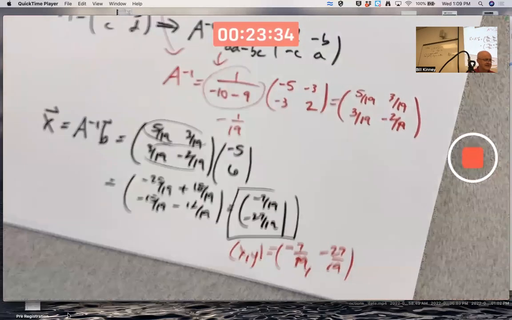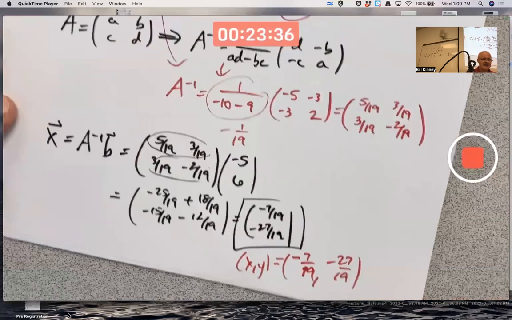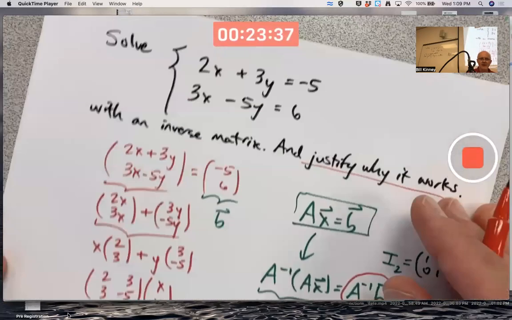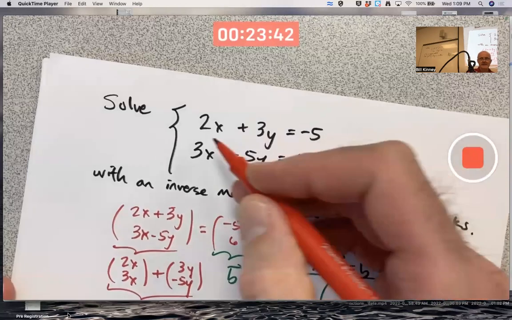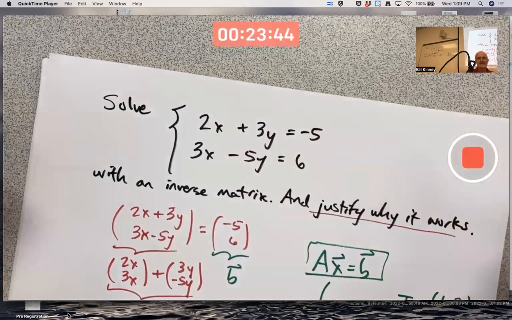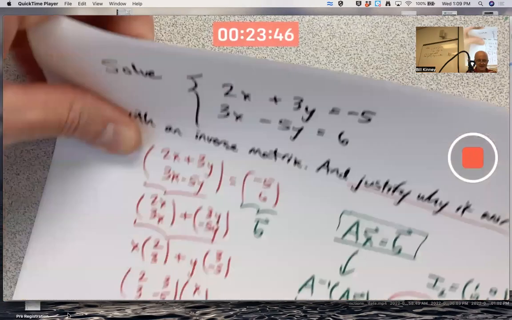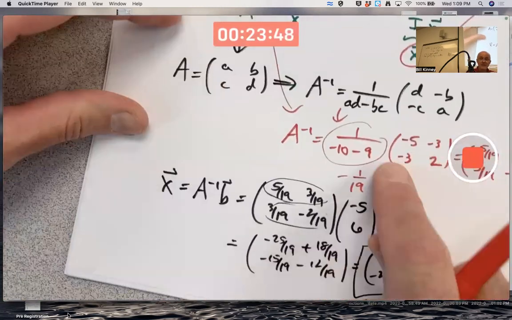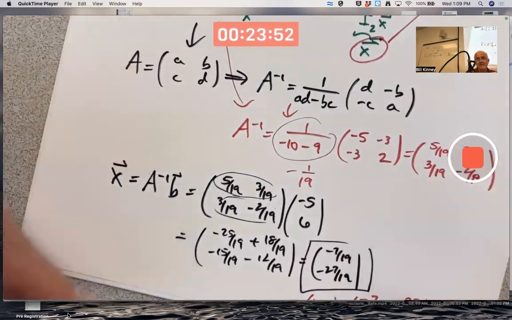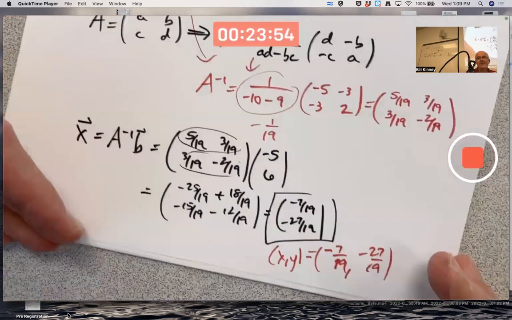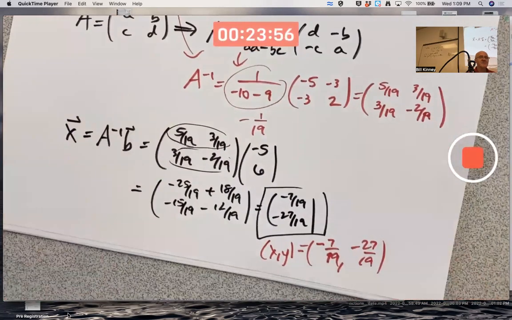Why do all this if it's a lot easier just to do row reduction, or if nothing else, just solve one equation for y in terms of x and plug it into the other one? That's a lot quicker, isn't it? Well, okay, first thing I'll say is this method, once you know it, is not that much slower once you know it. That's the first thing I'll say.